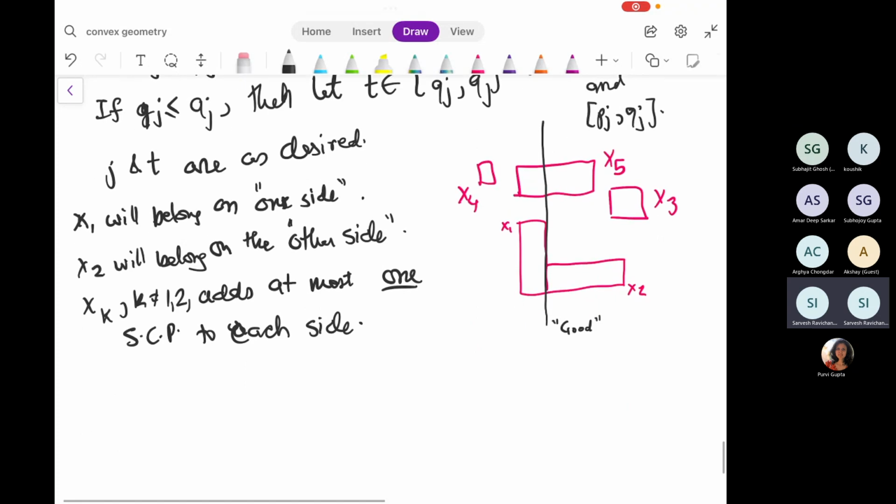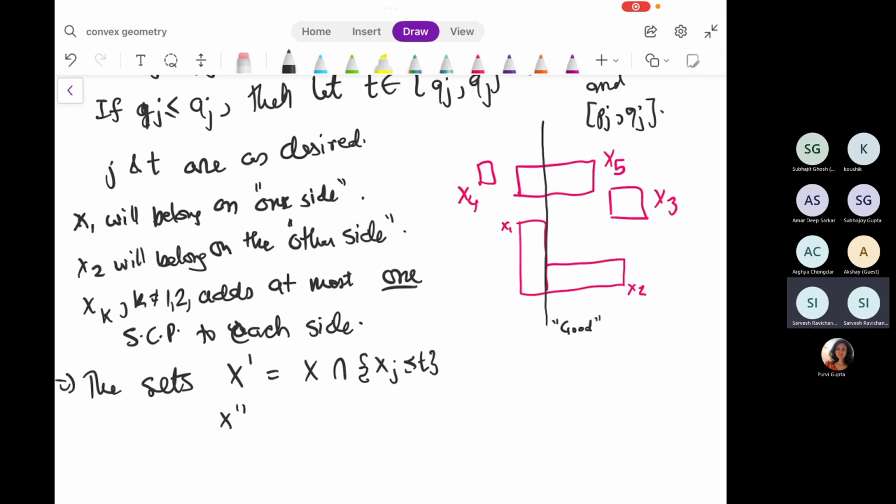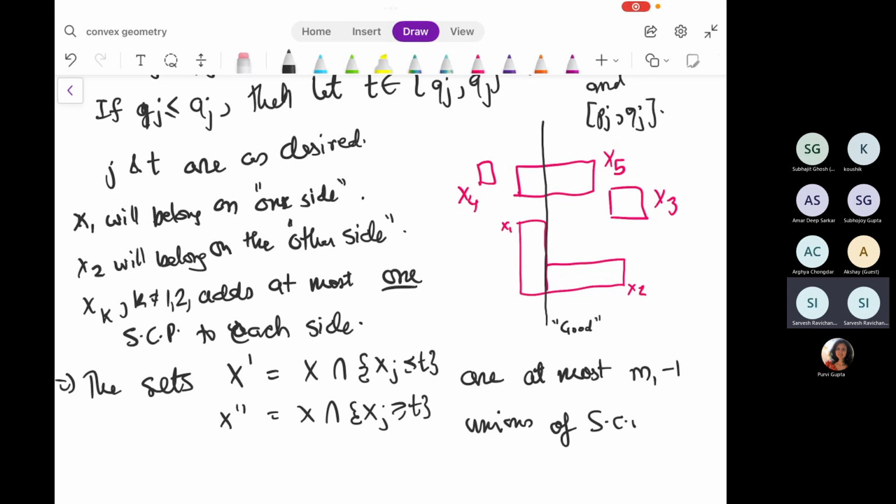Right? And because of that, what we've informally proved, but which can be made formal easily, is that the sets x prime and x double prime, which are given by x intersection xj less than or equal to t and x intersection xj greater than or equal to t, are at most m1 minus 1 unions of standard closed parallelepipeds with disjoint interiors.